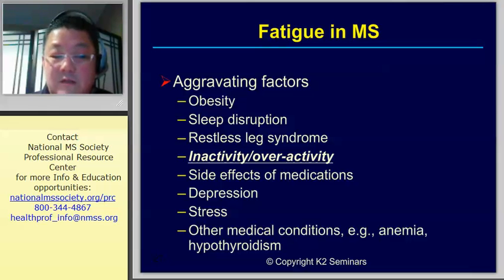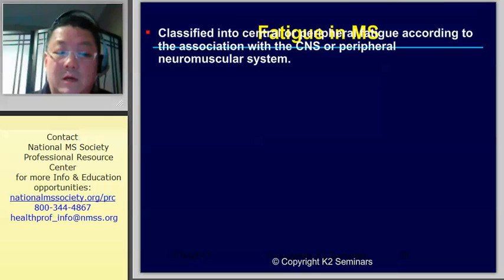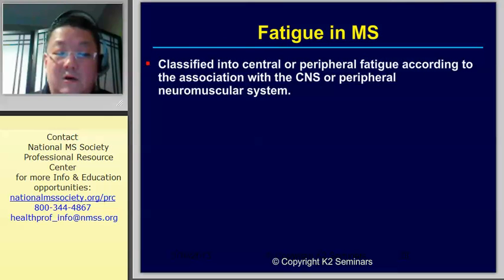The aggravating factors include obesity, sleep disruption, restless leg syndrome, inactivity or overactivity. I highlighted that only because that's where we come in, right? Side effects of medications, again, cannot tell you enough. Make sure you know what they are. Depression, stress, and other medical conditions such as anemia and hypothyroidism.